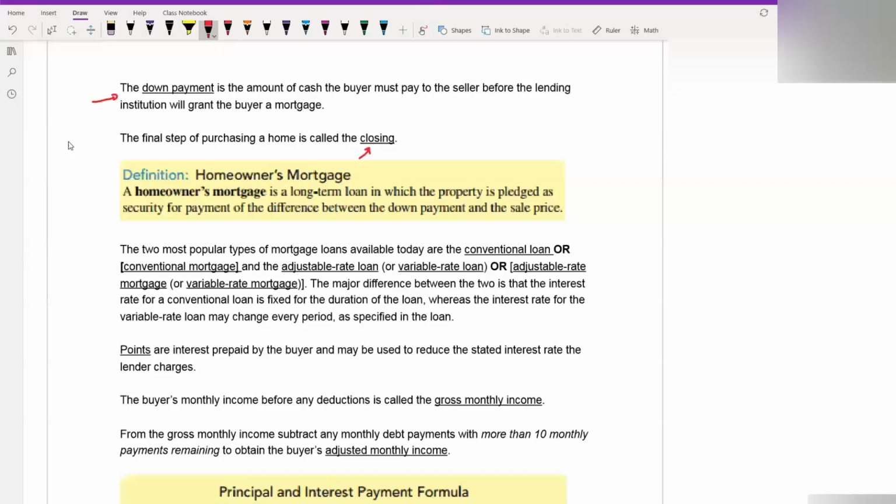Here again, we have a definition for homeowner's mortgage. It's a long-term loan in which the property is pledged as security for payment of the difference between down payment and sell price.